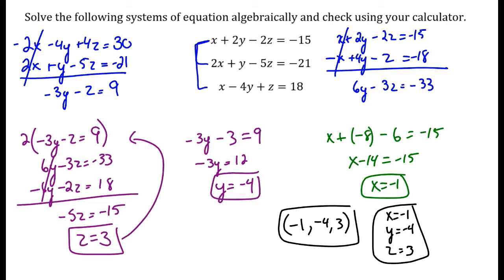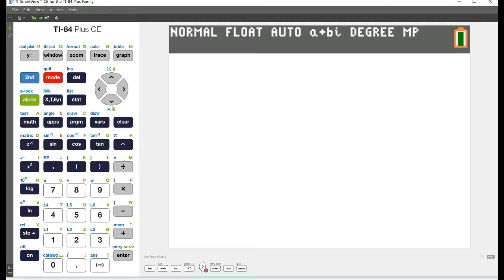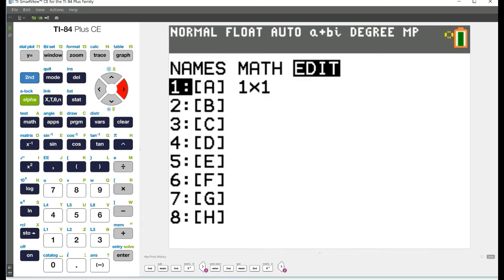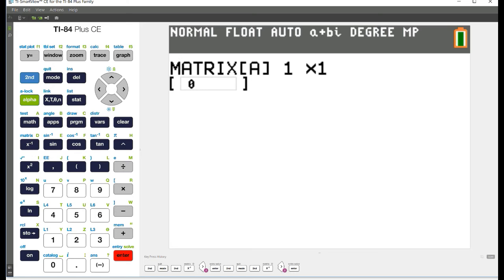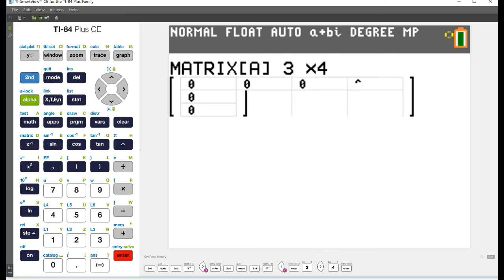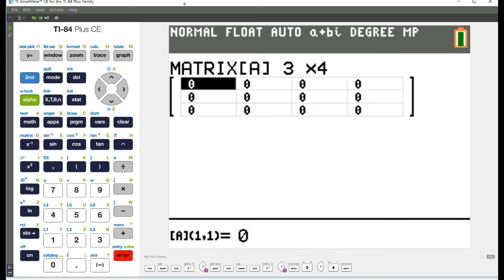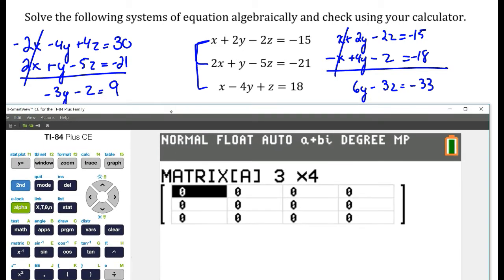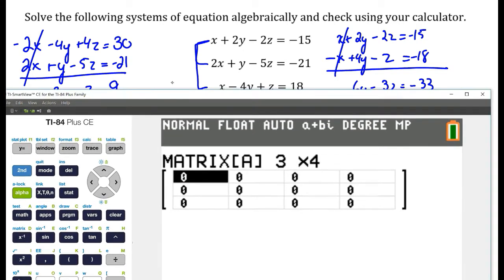How do I check this on my calculator? So on your graphing calculator, we're going to use a matrix to check this. We're going to hit second matrix. I need to go over to edit because I want to put in the numbers into this matrix. For Algebra 2, we're always going to have 3 rows and 4 columns, so 3 by 4. And now all I'm going to do is retype in this system of equations, but drop out all the variables, just type in the coefficients.